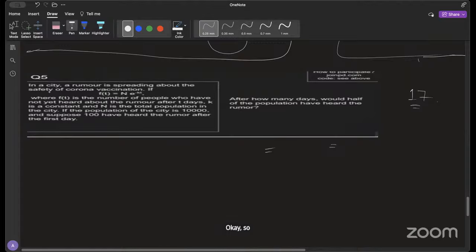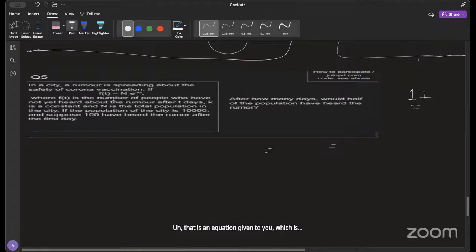Okay, so you have the question. There is an equation given to you, where F(T) is the number of people who have not yet heard about the rumor after T days. A is a constant and N is the total population in the city. N in the very next line is given to be 10,000. Then K is a constant. This is the total population given, and suppose 100 have heard. If 100 have heard of it, it means 1,900 have not heard.